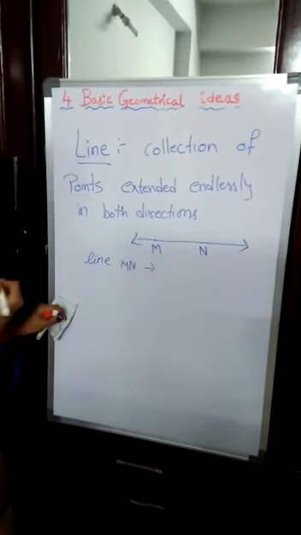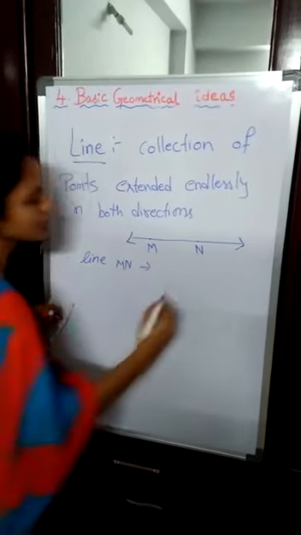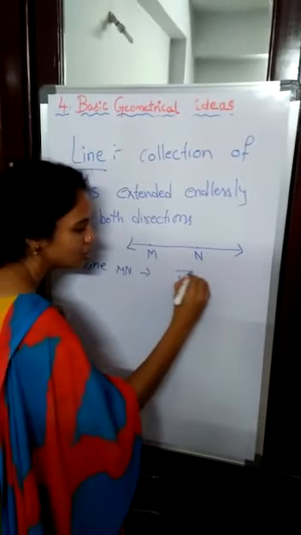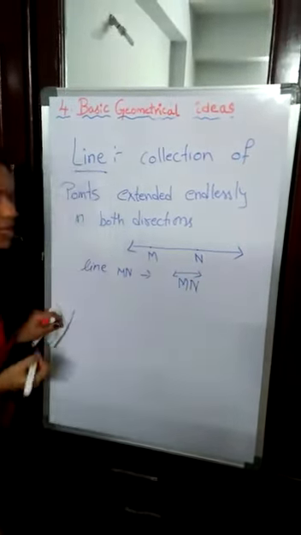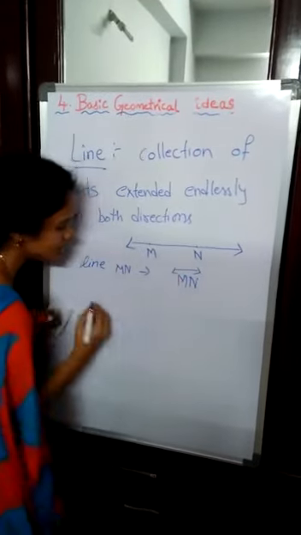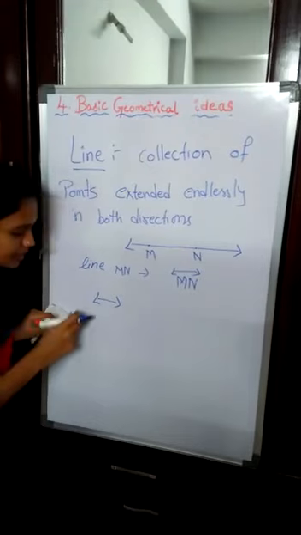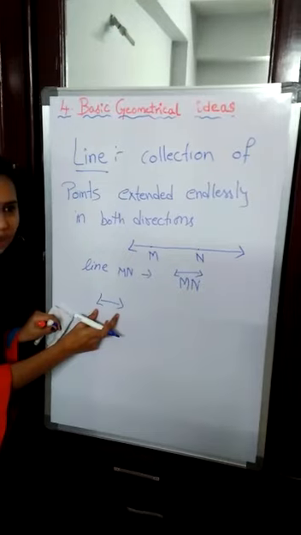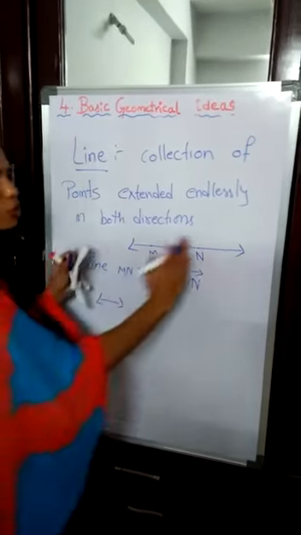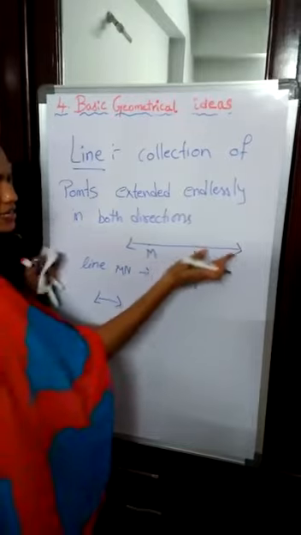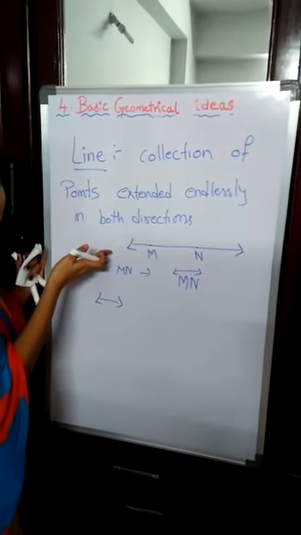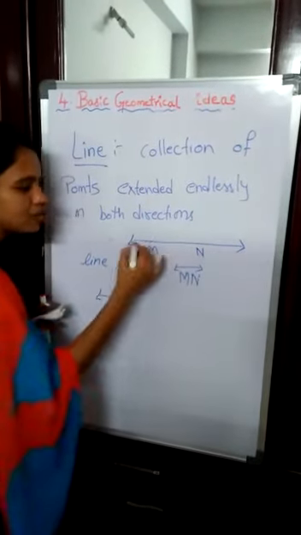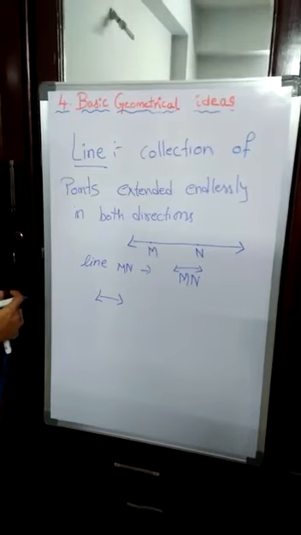How do we represent this? Is there any symbol to represent the line? Of course, yes. Using the points placed on the line, you keep a bar with arrows on both ends. This is the symbol. The symbol used to represent a line represents the endless extension in both directions. A line will have no fixed length, because it extends endlessly in both directions, and it will not have any endpoints either.